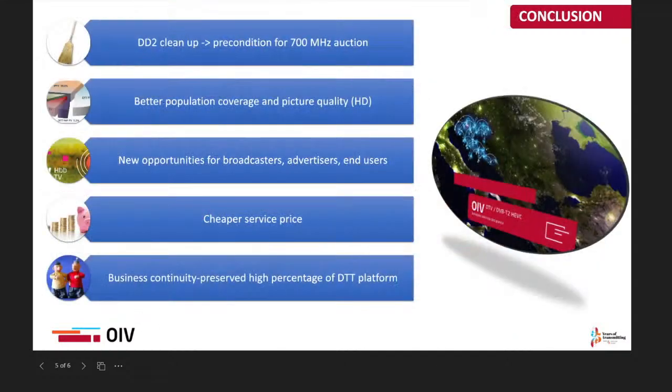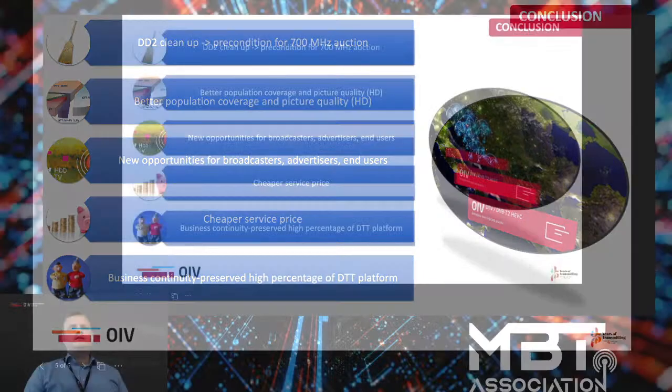And to conclude, all stakeholders in the digital switchover process made a lot of investments last year. But by switching to DVB-T2, we achieved the cleanup of the 700 MHz frequency band, better population coverage, and better picture quality. All programs are in HD quality. There are new opportunities for broadcasters, advertisers, and end users. HbbTV provides new advertising models, real-time content, and ad tracking analytics.